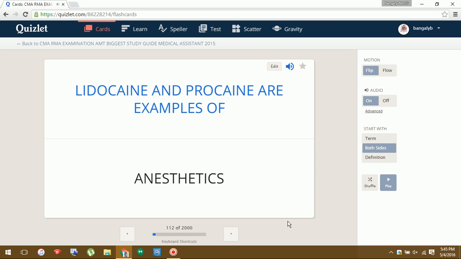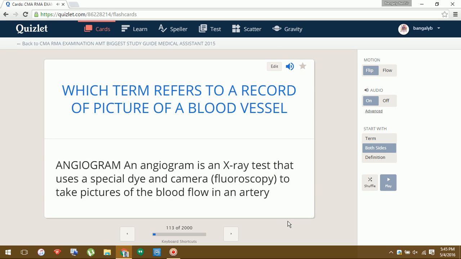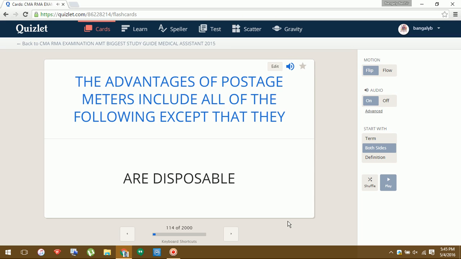Lidocaine and procaine are examples of anesthetics. Which term refers to a record or picture of a blood vessel? Angiogram. An angiogram is an X-ray test that uses a special dye and camera to take pictures of the blood flow in an artery. The advantages of postage meters include all of the following except that they are disposable.